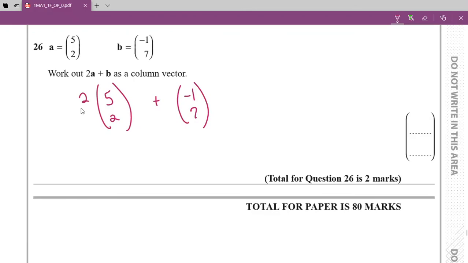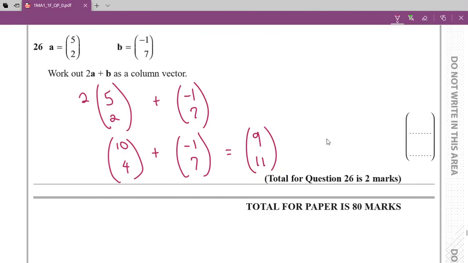If you multiply the column vector with the scalar here, I'm going to get 10, 4, add another column vector, minus 1, 7. Now if you add these two column vectors, 10 plus minus 1 is going to give you 9, and 4 plus 7 is 11. So the column vector is 9, 11.